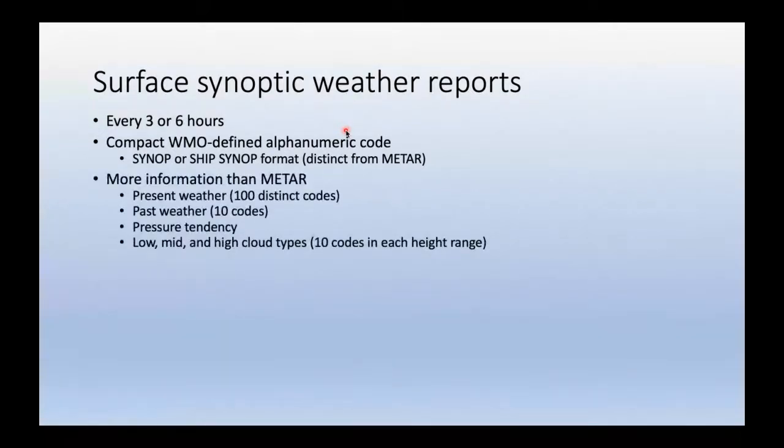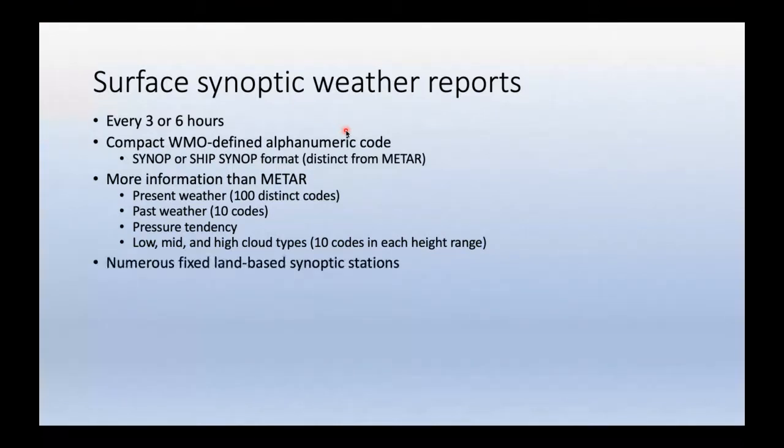Something that may not be widely known about the Synoptic report format is that it actually contains more information than METAR. There's 100 distinct codes of present weather. There's 10 distinct codes of past weather. The reports also include things like pressure tendency, and they give explicit information about the low, middle, and high cloud types with 10 different codes in each height range. So you have additional information here that you cannot get normally from a METAR report.